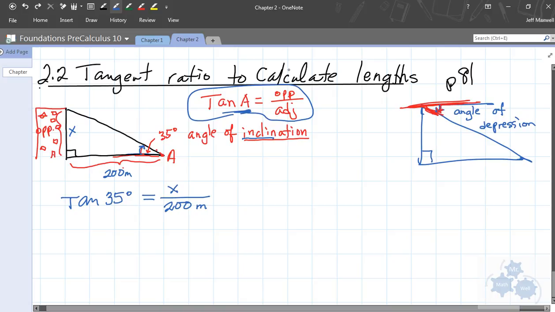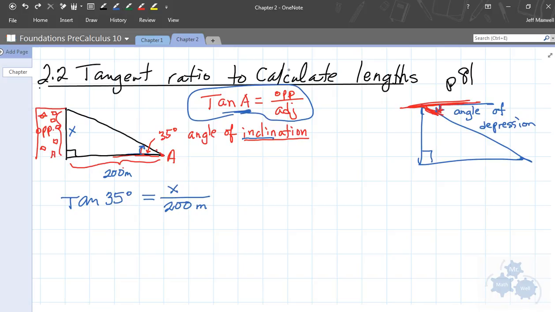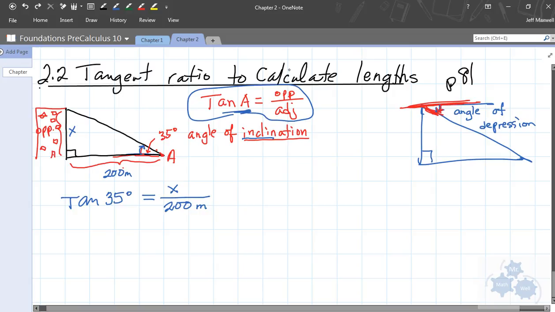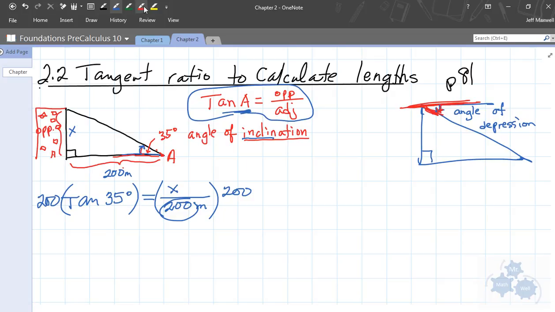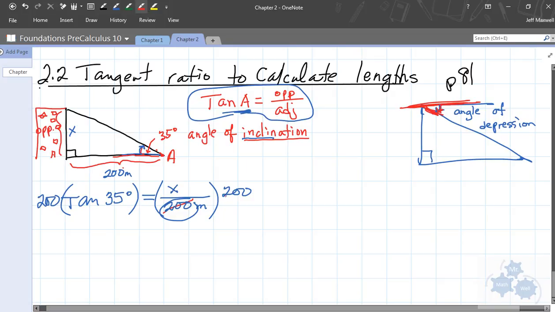Now, how do we solve for x here? Any ideas? How do I find my unknown? Yes, you multiply everything by 200. Very good. Because this 200 is in the denominator, x is being divided by 200, so I need to multiply both sides by 200. What you do to one side of the equation, you have to do to the other side.